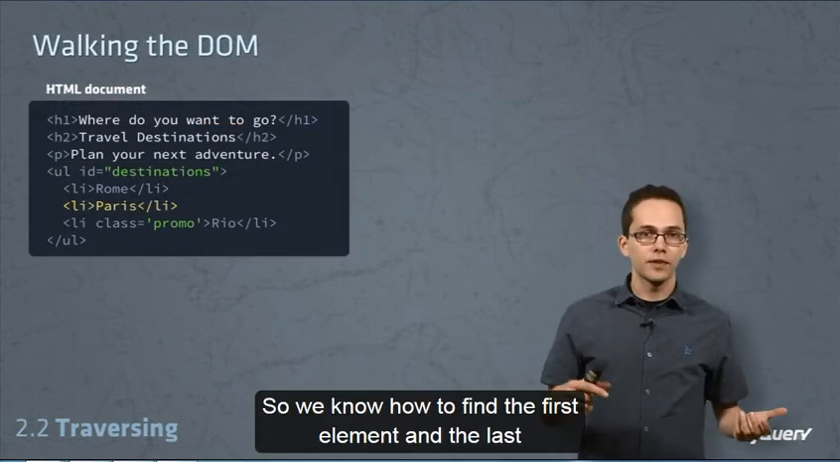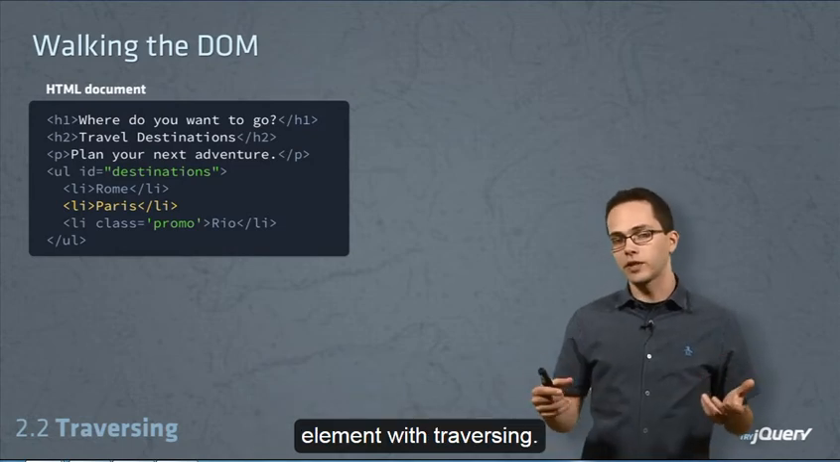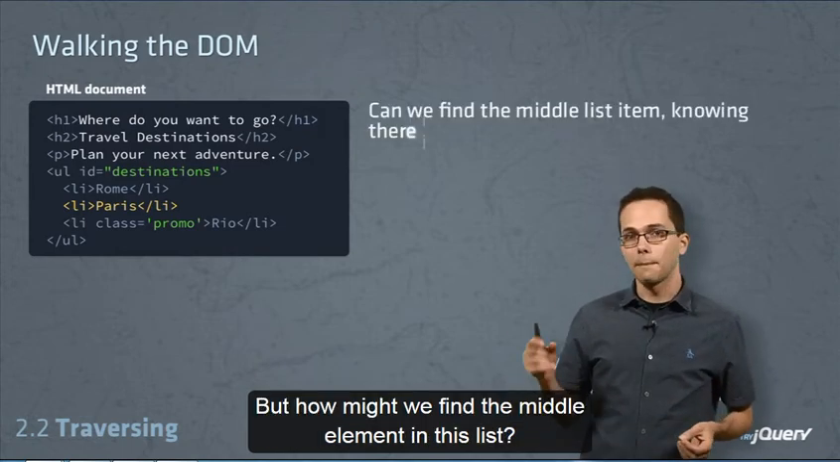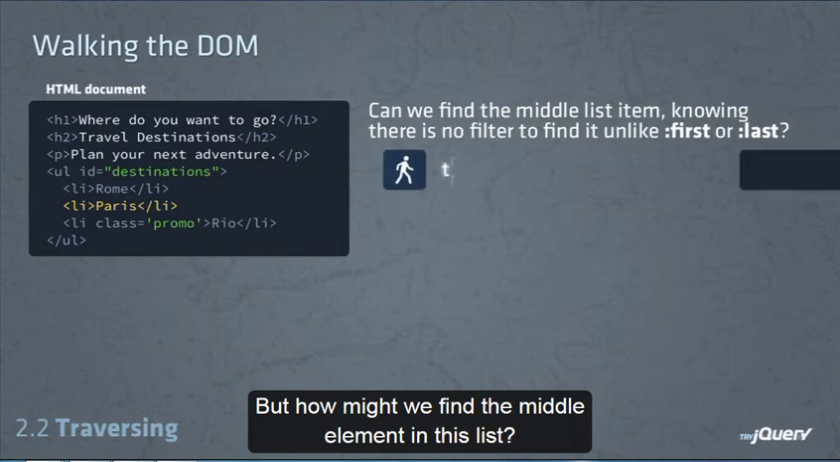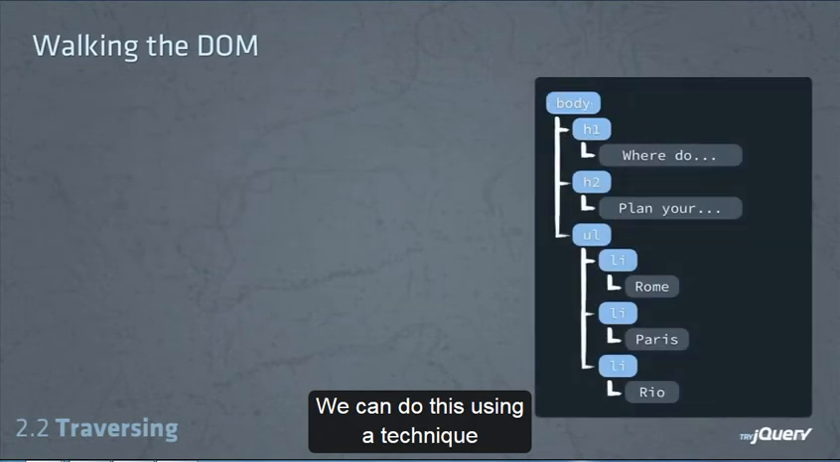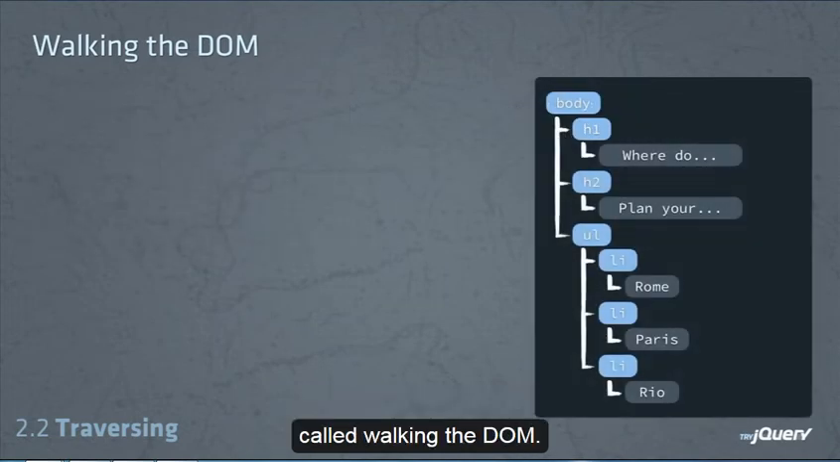So we know how to find the first element and the last element with traversing, but how might we find the middle element in this list? We can do this using a technique called walking the DOM.